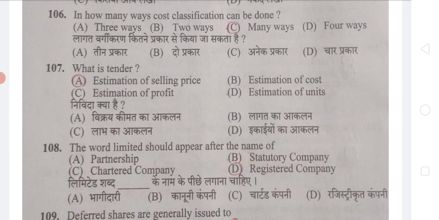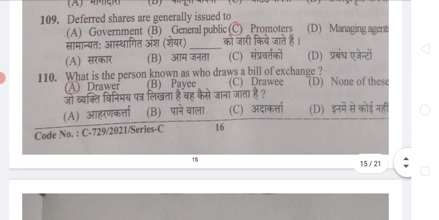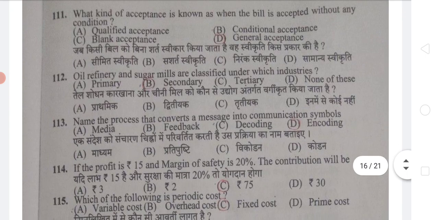The word limit should appear after the name of the registered company. Deferred shares are generally issued to C. Promoters. What is the person known as who draws a bill of exchange? A. Drawer. What kind of acceptance is it when the bill is accepted without any condition?